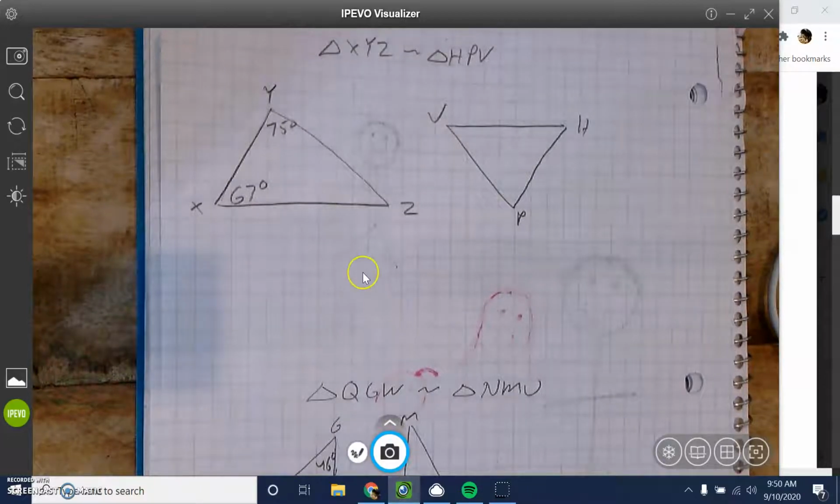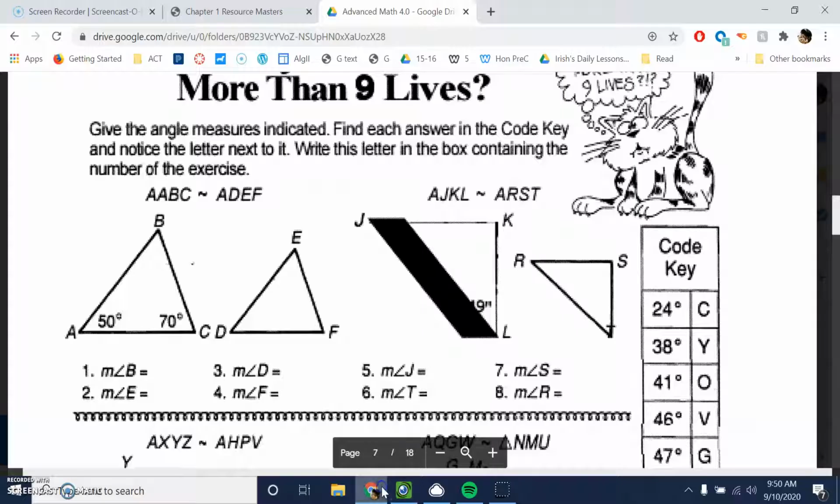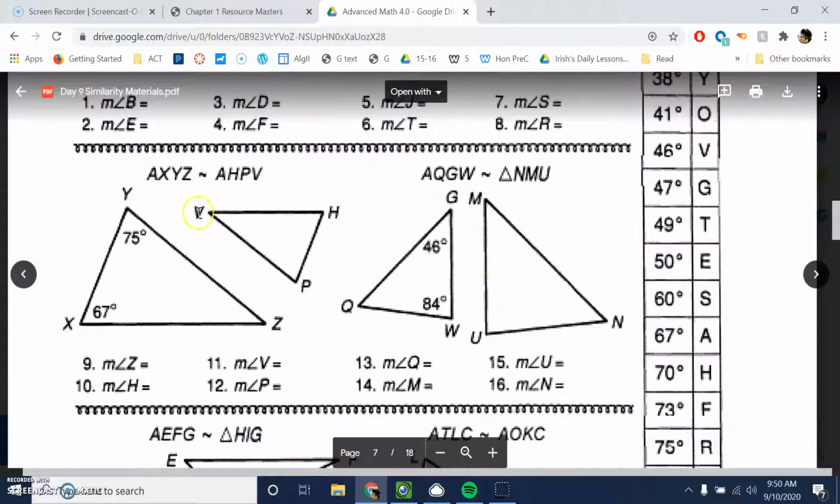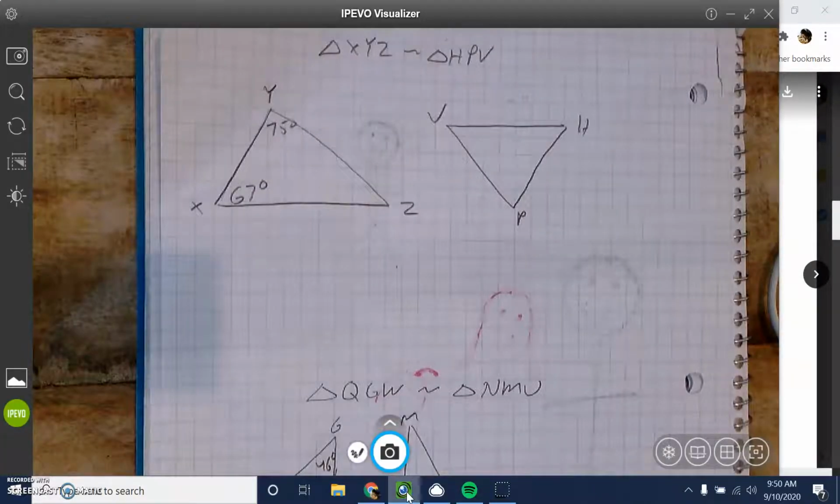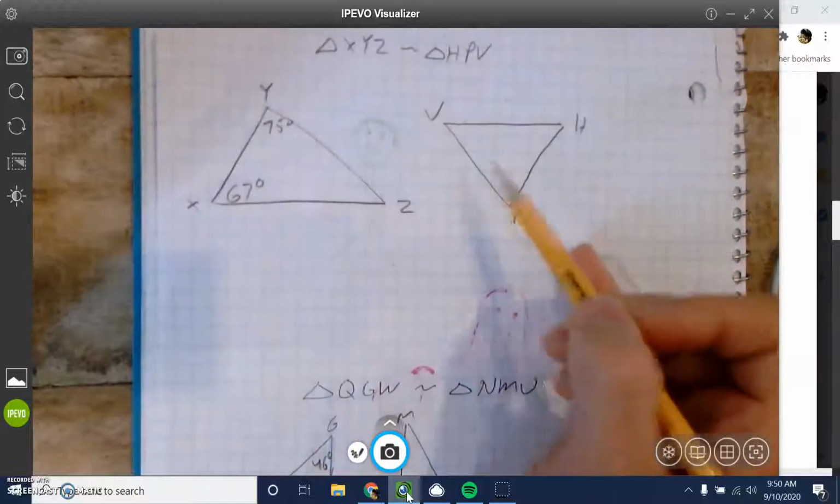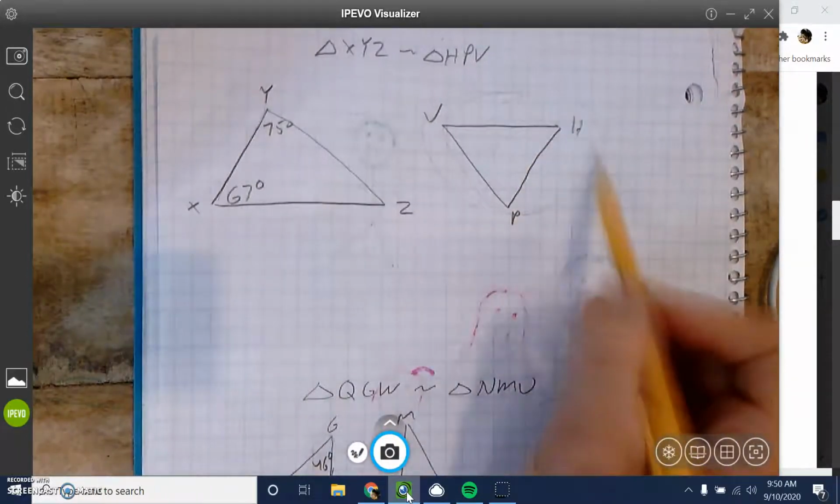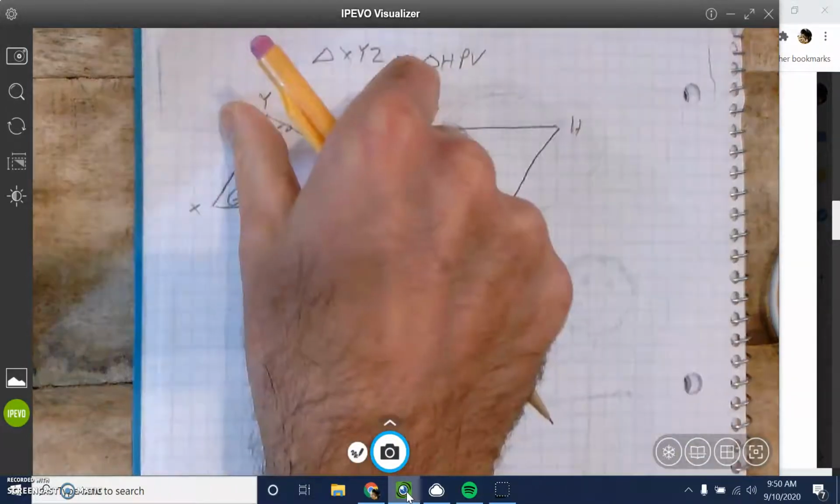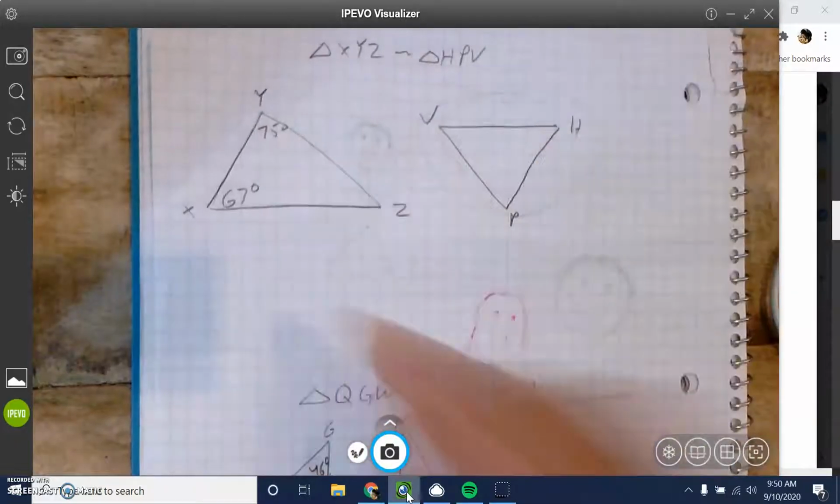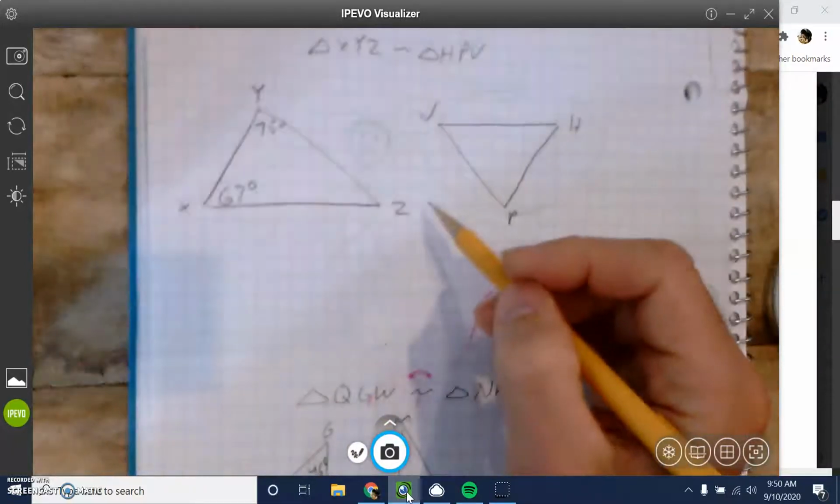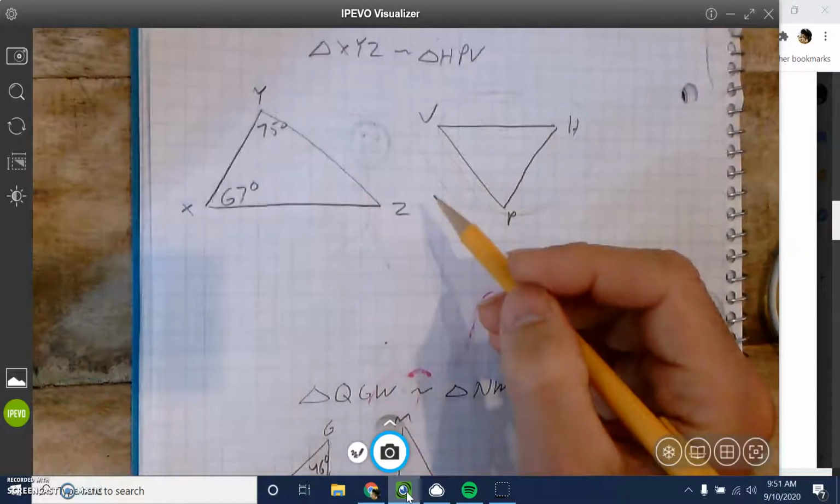So, this is the next one. If you want to copy it down right here, here it is. Then we're going to do this one too. So these are the last two we're going to do. Now, the trick with this one is that, see how it's sort of flipped right here? It's taking this triangle and turning it upside down. So it's going to try and trick us.